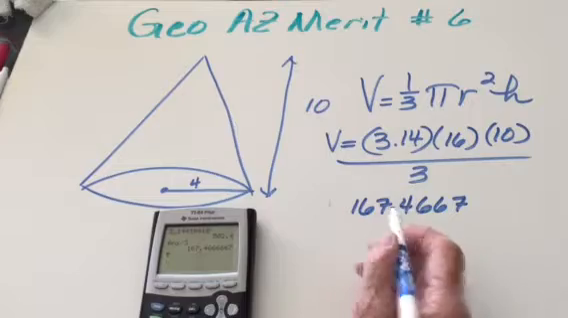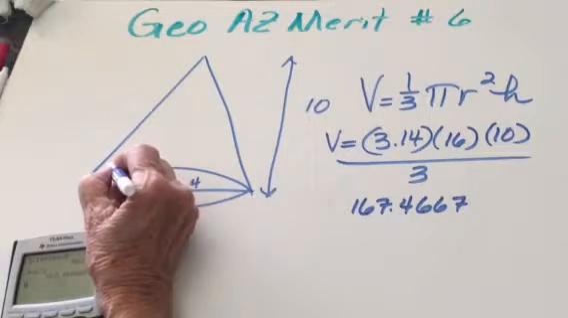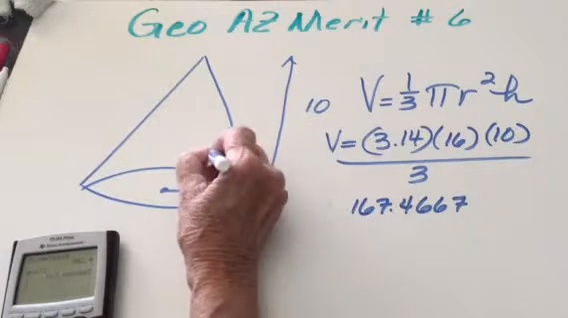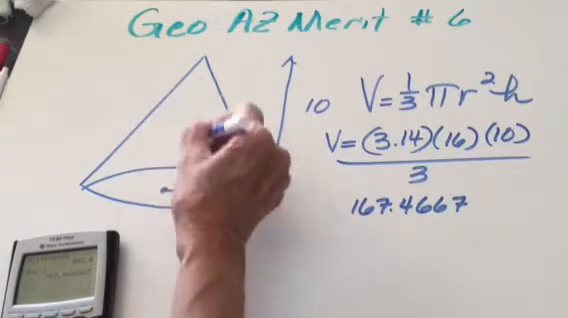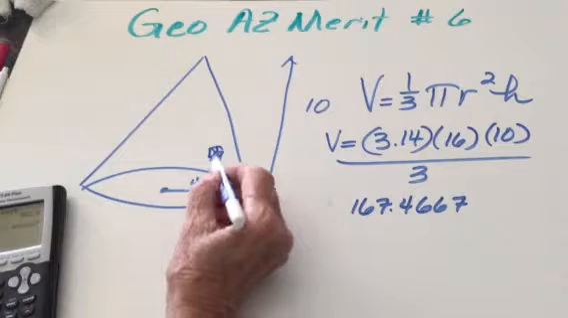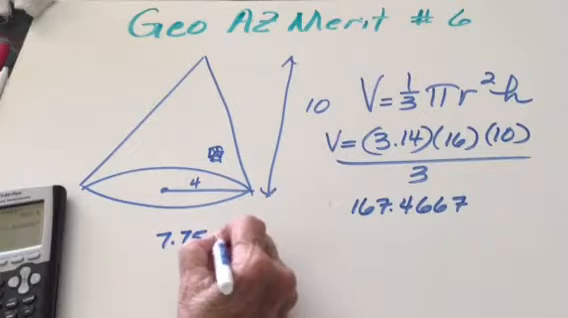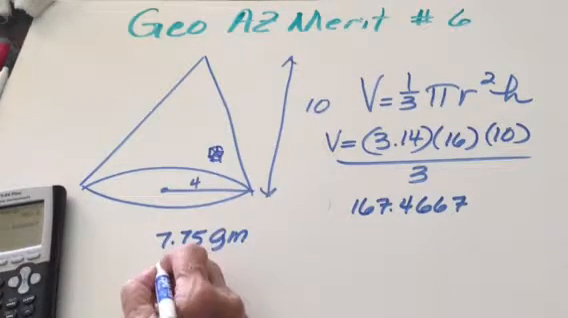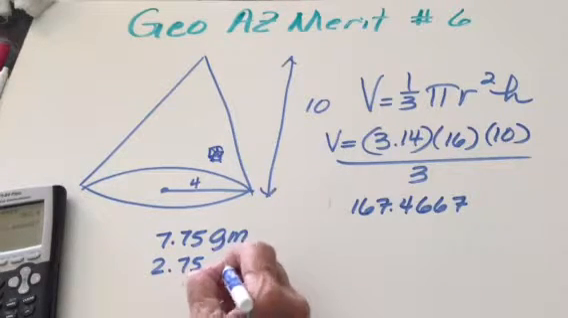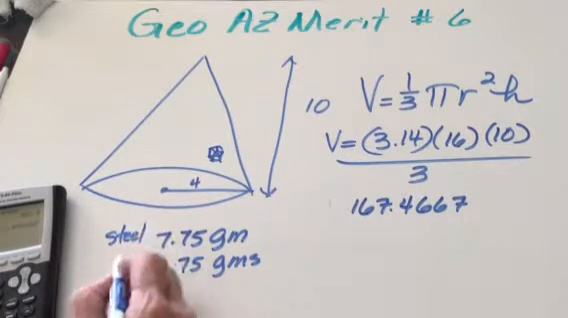All right. I know that this cone can hold 167 little tiny cubes. So there's 167 little cubes in this cone. Now, here's the thing. One of these little cubes weighs 7.75 grams. The other one of these little cubes weighs 2.75 grams. Steel, granite.